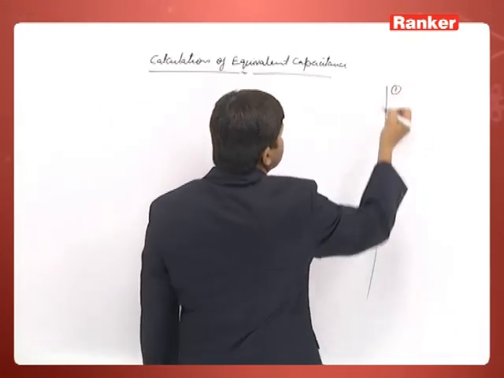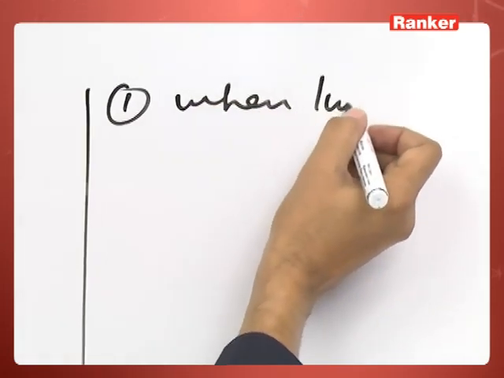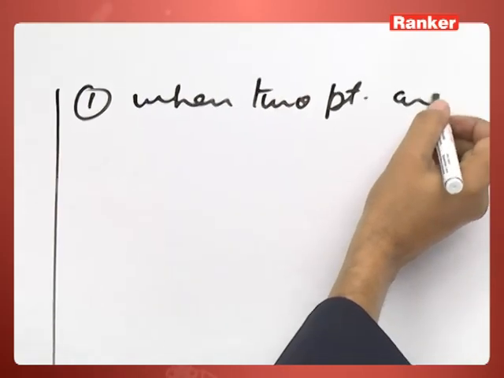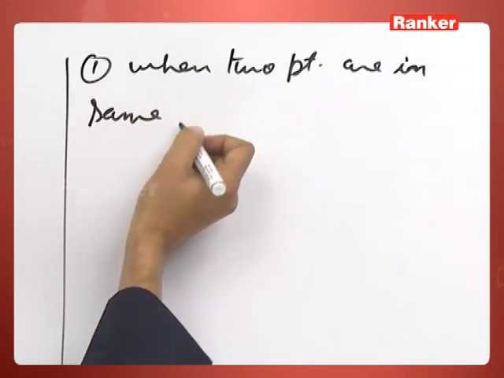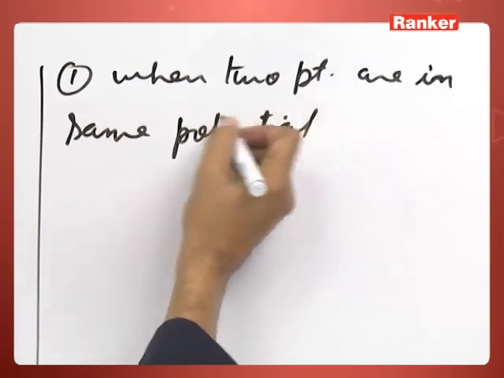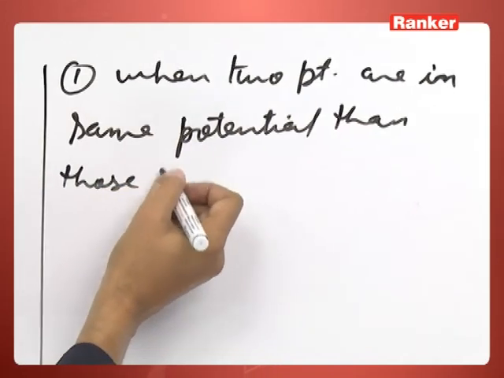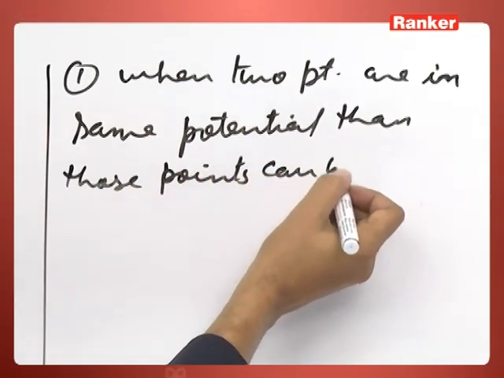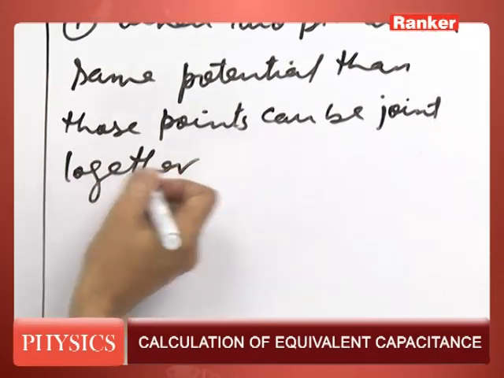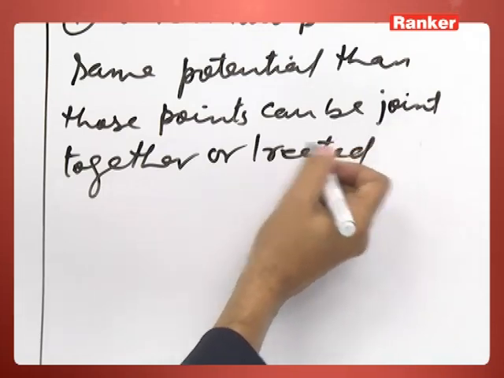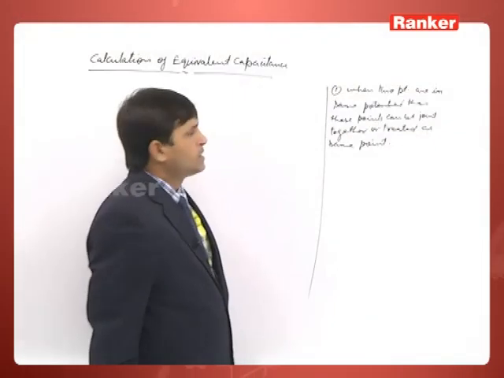So first point we can say, when 2 points are in same potential, then those points can be joined together or treated as same point.